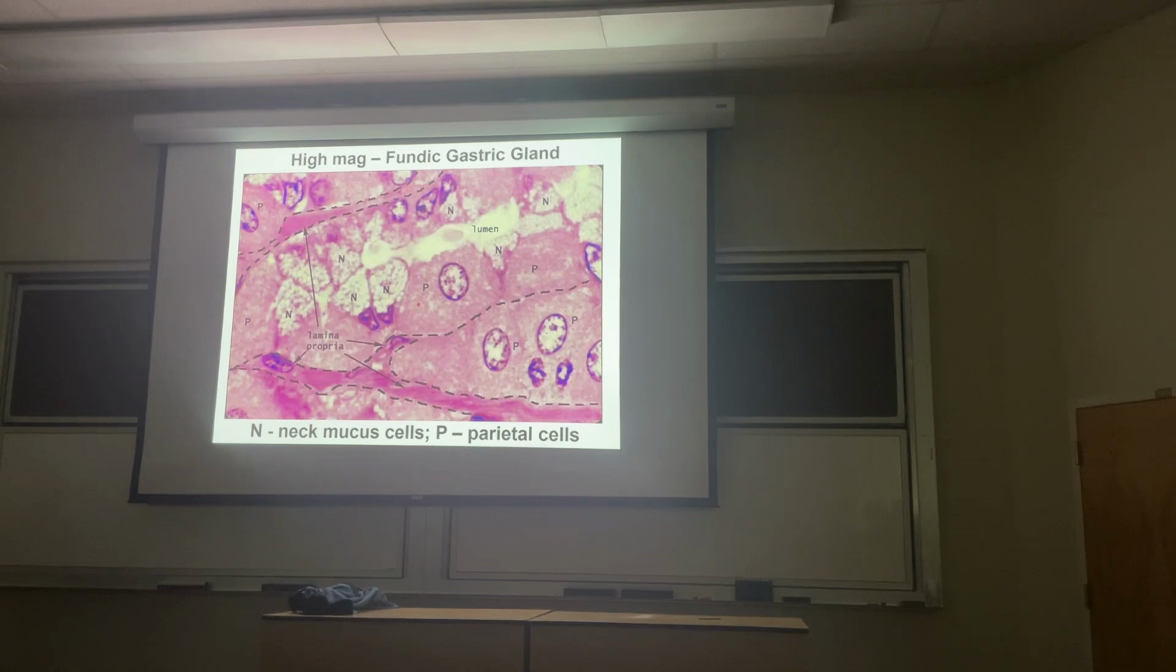This shows an even higher magnification. These are parietal cells, for instance. These are neck mucus cells, or just simply mucus cells. You can see the pale staining because of the mucus. It's not picking up the H and E stain very well. This is probably a fibroblast here with some collagen coming around.